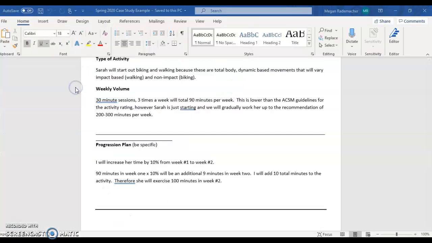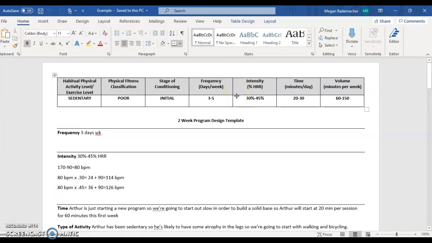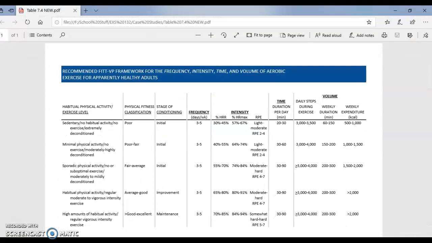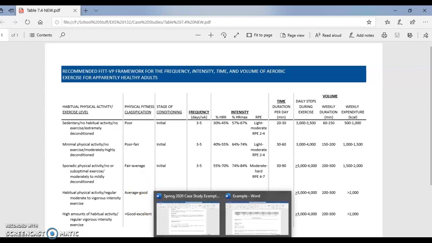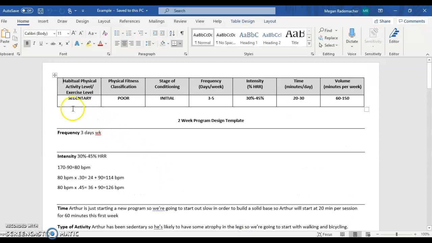All right. So an example for Arthur would have been: you're going to use table 7.4. That's listed in Canvas for you, to determine and fill out that top part of that 2-week diagram for him. So Arthur's going to be in the sedentary exercise level. His physical fitness classification is poor. His stage of conditioning is initial.